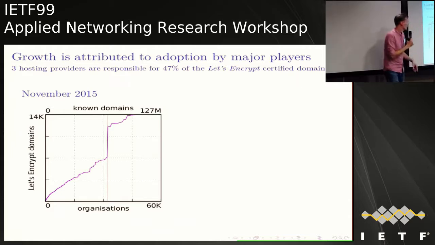On the y-axis, there's all the Let's Encrypt domains. So in November 2015, 14,000 domains were covered with at least one certificate. And on the top, we have all known domains using DNSDB. So in November 2015, the DNSDB had 127 unique domains. Now, if you sort organizations from small to large, what you get in this graph is the relative contribution of an organization to the overall issuance of Let's Encrypt. So you can see here that the bottom 25% of small organizations is almost 25% of the Let's Encrypt issuance, and it's more or less nice.